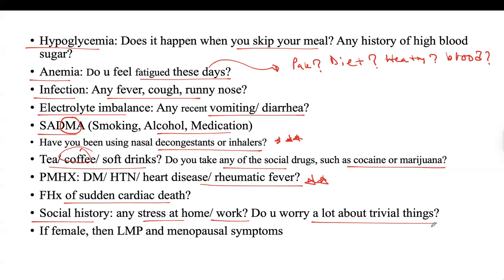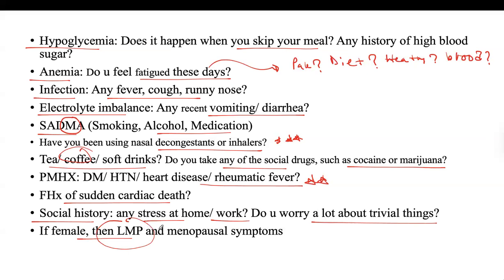Are you always anxious? If it is a female patient, ask, when was your last menstrual period? Is your period regular or irregular? Do you get excessive bleeding during your period? Is there any chance that you can be pregnant? So that's for a reproductive age group patient.